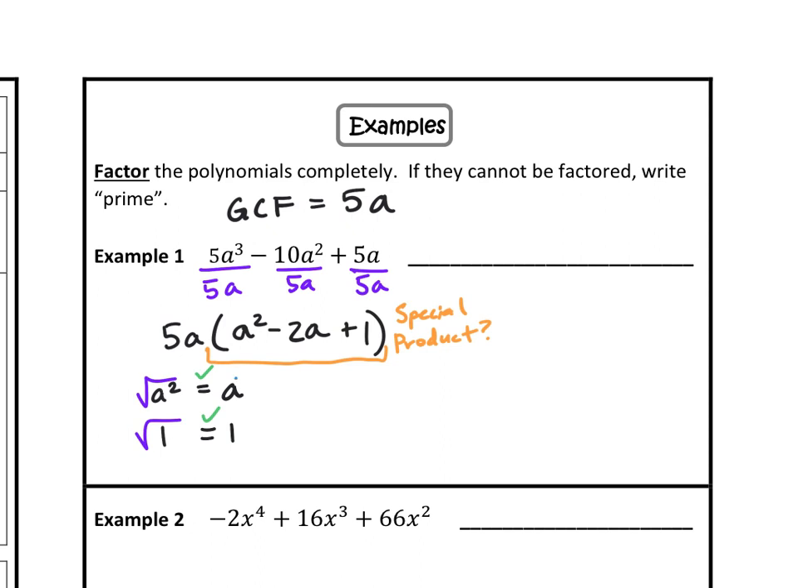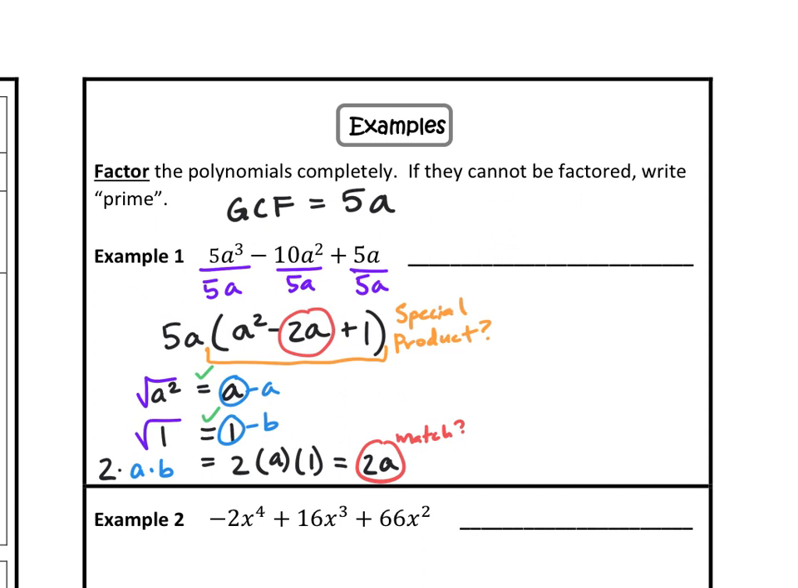And if this is my a and this is my b, what's 2 times a times b? 2 times a times 1. That's 2a. So remember, we gotta ask ourselves, does it match the middle number? Yes. So we have a perfect square trinomial. And we have a minus plus situation.